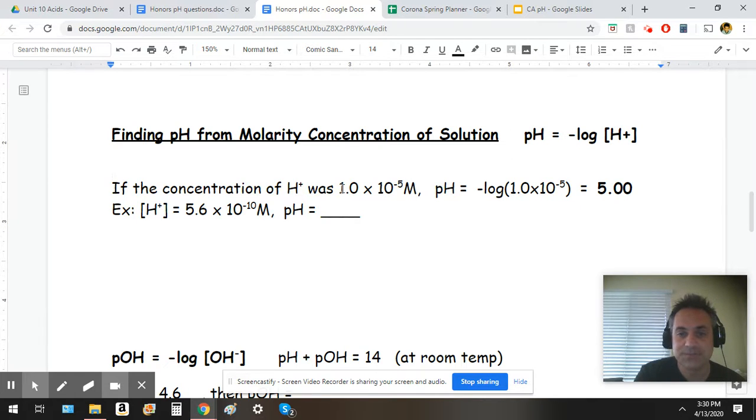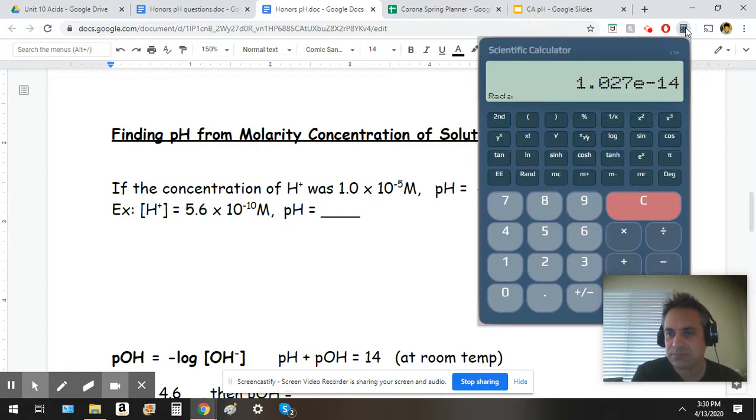So here's an example. If you know the H plus ion concentration of some solution was 1.0 times 10 to the negative 5 molarity, all you got to do is take the negative log of that. I will try that right now. Hopefully it works. Oops, let's get rid of that. I can't move this, so I just covered up some stuff.